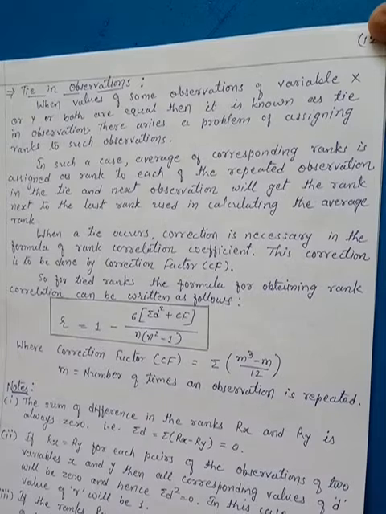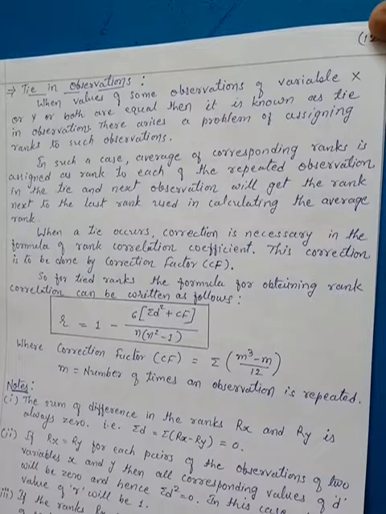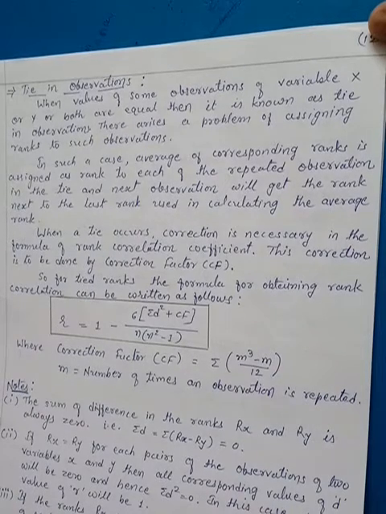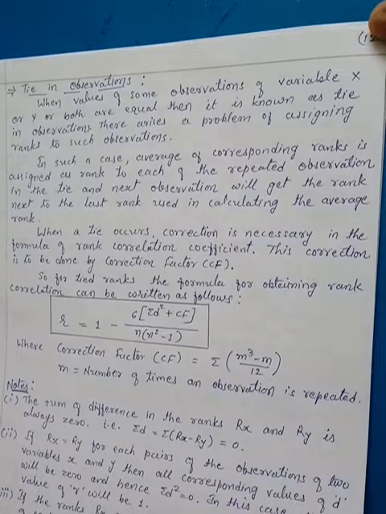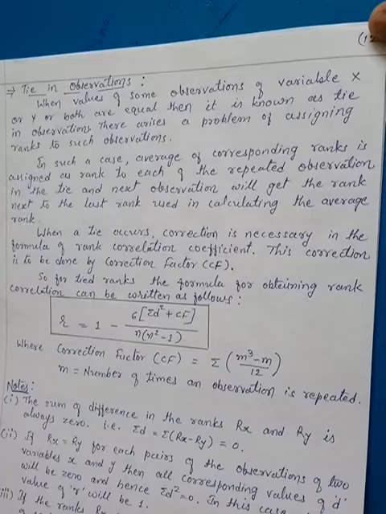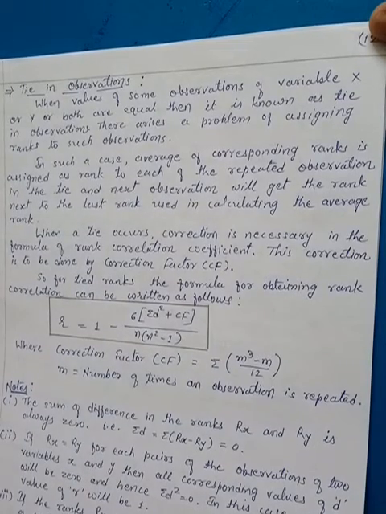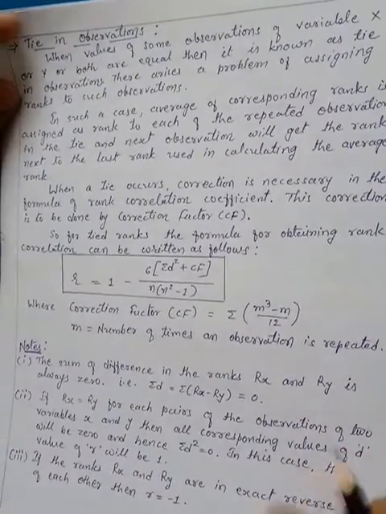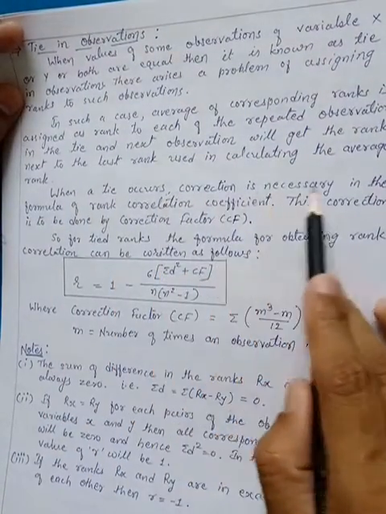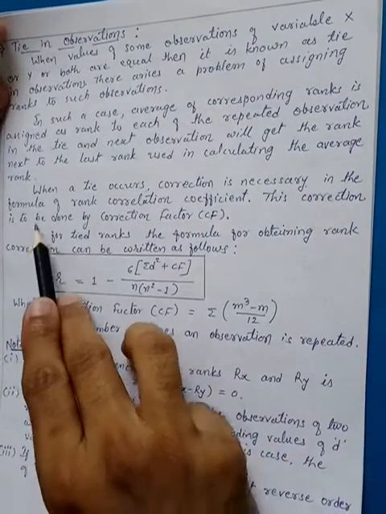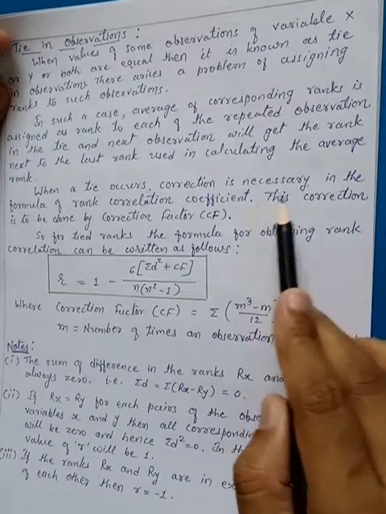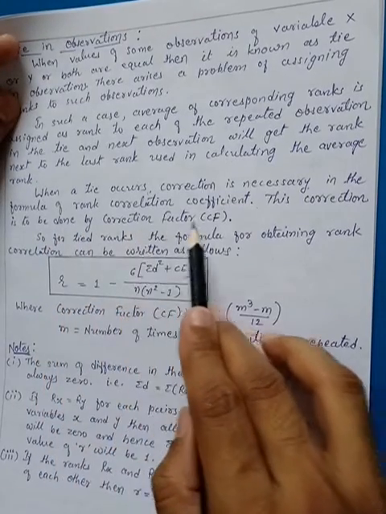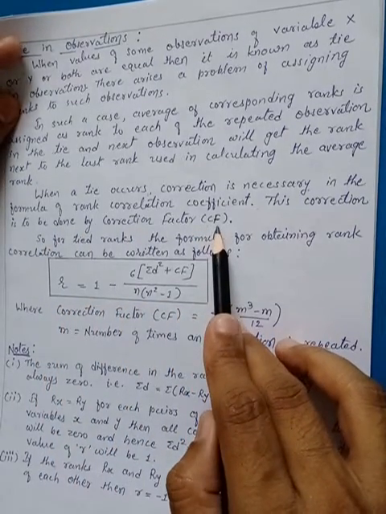But in that case, because we are assigning the average value, not the exact rank, to both the similar values, we need to apply some corrections. That correction is also called the correction factor, and with that correction factor we are going to find the rank correlation coefficient. Okay, so it is given over there. See, when a tie occurs, correction is necessary in the formula of the rank correlation coefficient. This correction is done by the correction factor, which is denoted as CF.